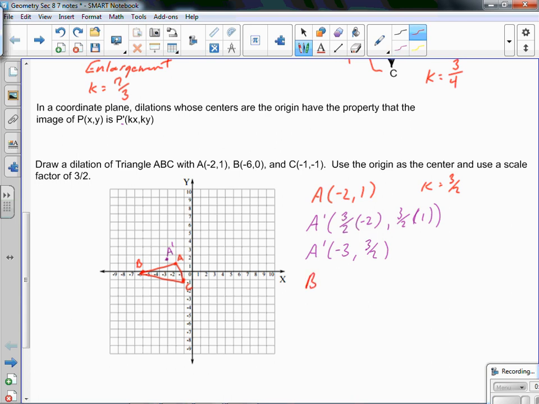And then our B value was -6, 0. So for B prime, I'm going to take our scale factor 3/2 times those coordinates. So 3/2 times -6 will be -18/2 or -9. 3/2 times 0 is 0. So B prime is at -9, 0, so right on the x-axis at -9.